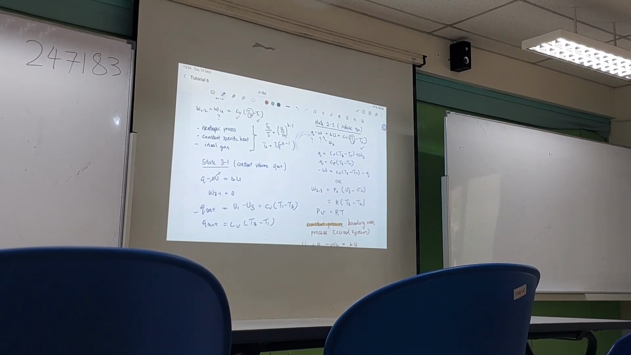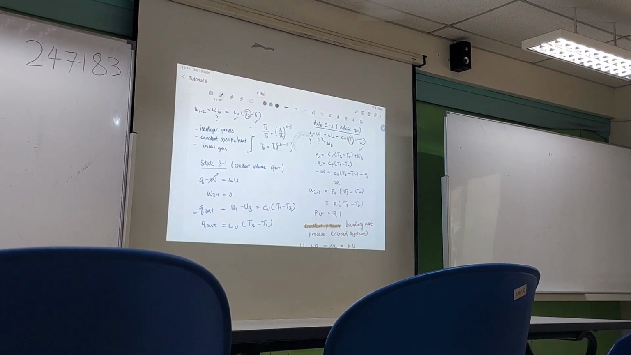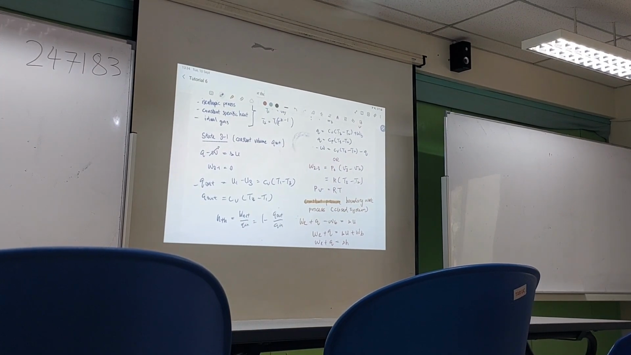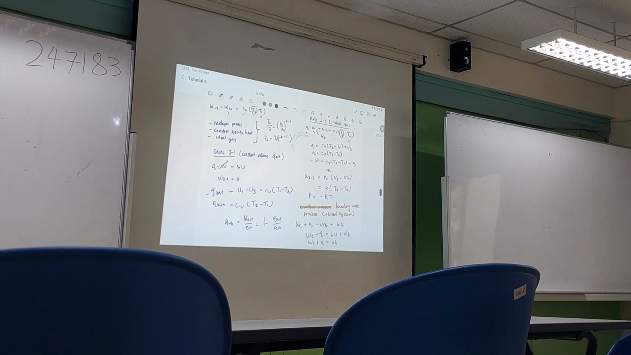Then this one you can solve because you already have all the temperatures. Then ultimately, thermal efficiency is just work net over Q in, equals to 1 minus Q out over Q in. So choose whichever one that you have, then you can solve.